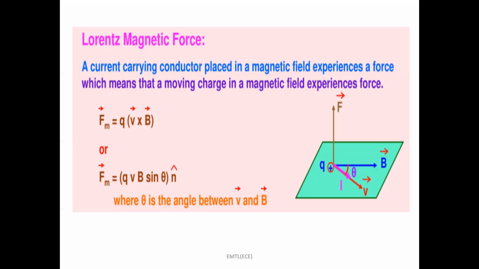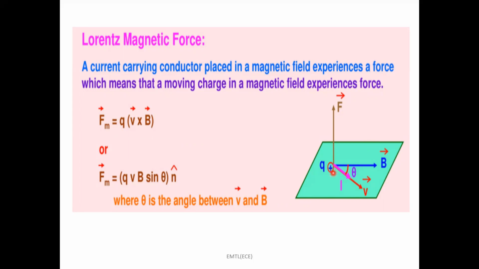Now, let us discuss the Lorentz magnetic force. A current carrying conductor placed in a magnetic field experiences a force. This figure represents how the magnetic force is developed by a charge moving in a magnetic field. This is a charge Q moving with a velocity v.